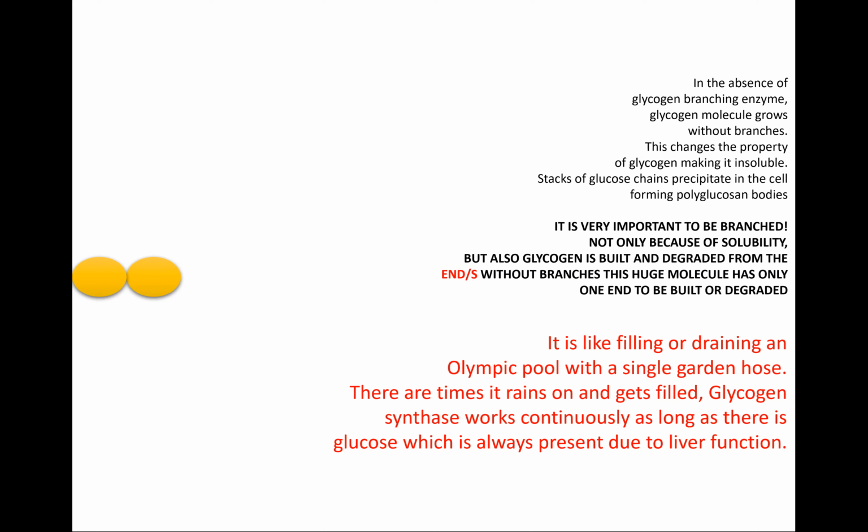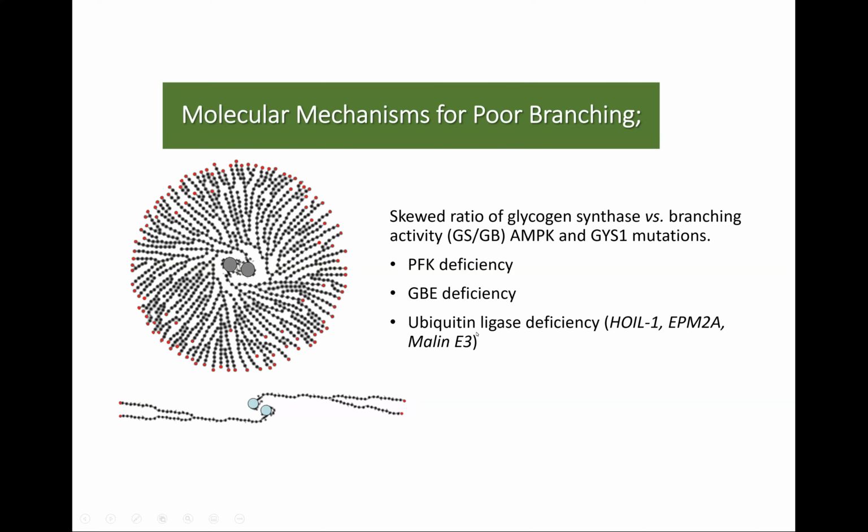So basically, the mechanisms that cause poor branching and the polyglucosan body, besides the GBE deficiency, are PFK deficiency and ubiquitin ligase deficiencies, which increase the glycogen synthase activity compared to branching enzyme.